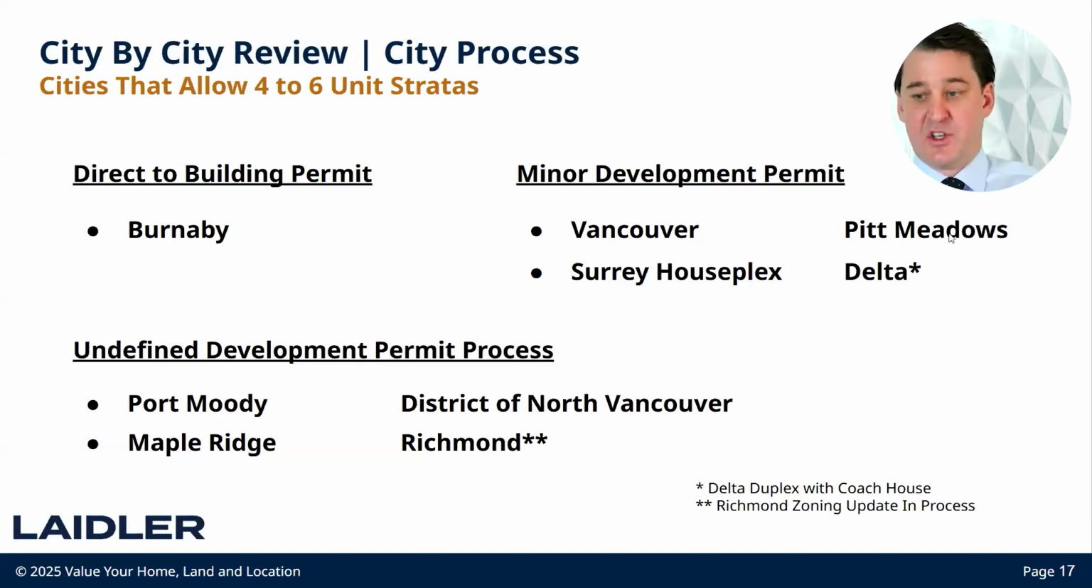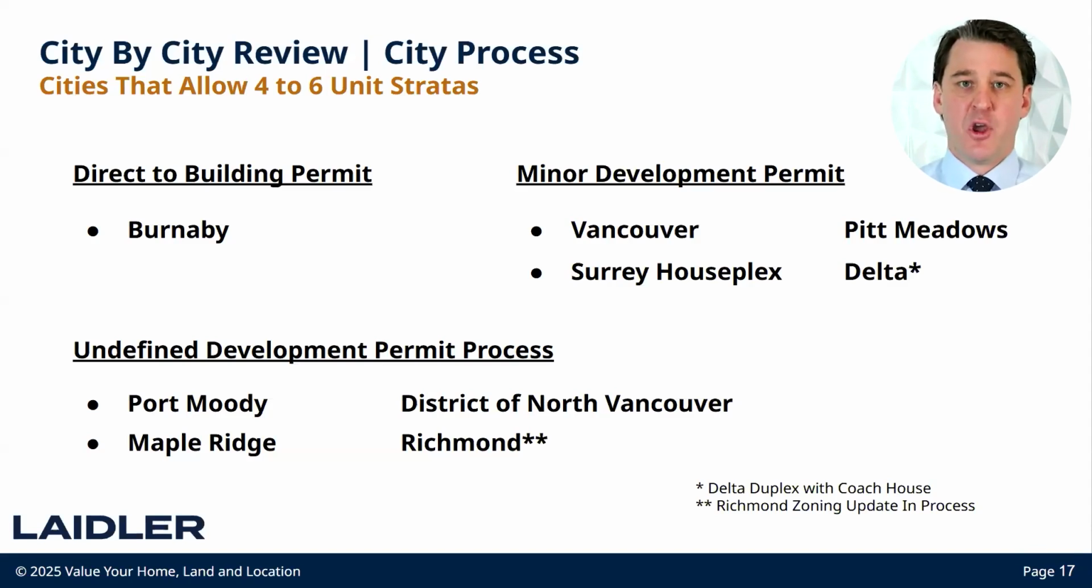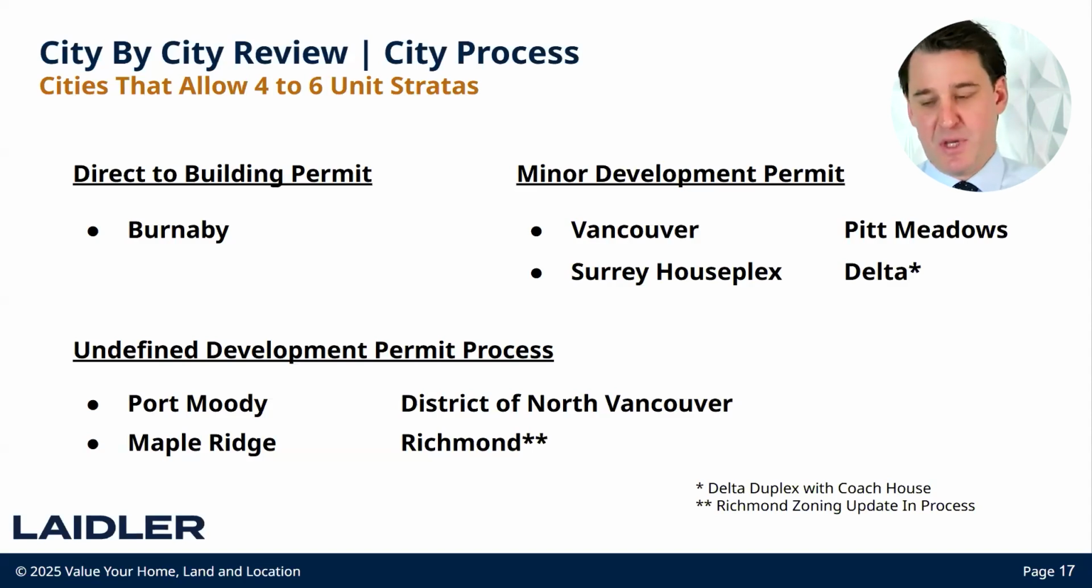Delta does not allow for individual stratification, which is why the asterisk is there. They allow for each unit to be sold separately, but you cannot have 4 equally sized units. 2 of those units must be coach homes.